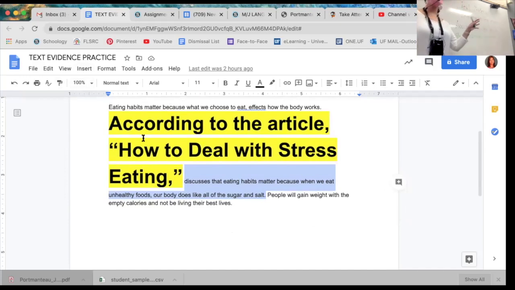Then here's the important part. Once I answer the question, now I'm about to prove it with text evidence. Okay? So with my text evidence, and notice I made it big and I highlighted it because I needed you to see it. According to the article. And then I put the title of the article in parentheses.